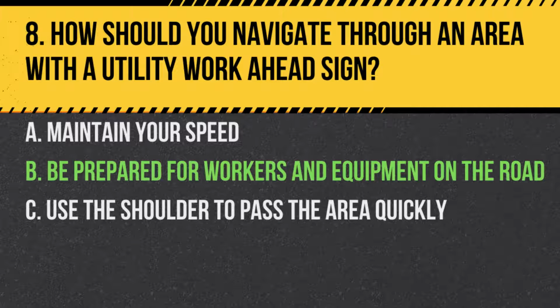Answer: B. Be prepared for workers and equipment on the road. This sign indicates that there might be utility work happening on or near the roadway, and drivers should be cautious and ready to slow down or stop.